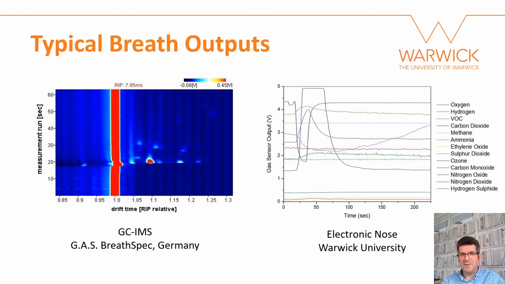The e-nose gives you something like this. The big line here is your CO2 levels. Here's your oxygen levels, and you see the other sensors responding either well or very little to chemical components in the breath. But you can see we're looking at a broad range of different inorganic gases, things that you wouldn't see with GCIMS.